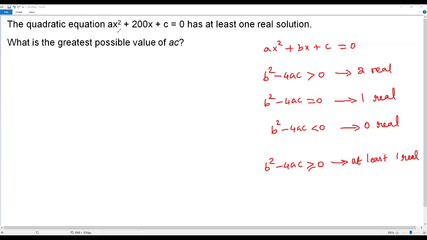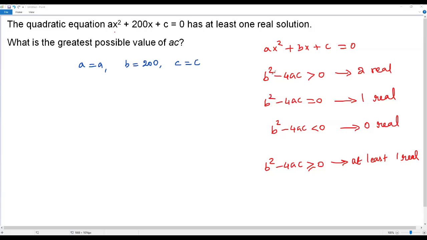Now the question says this quadratic equation has at least one real solution. So we set the value of b² − 4ac as greater than or equal to 0. Then we'll have a chance to get the value of a times c. Let me consider what we have at the place of a, b and c in our equation. For a, we have a, so a equals a. b is the coefficient of x, which is 200, so b equals 200. And c is the same c.